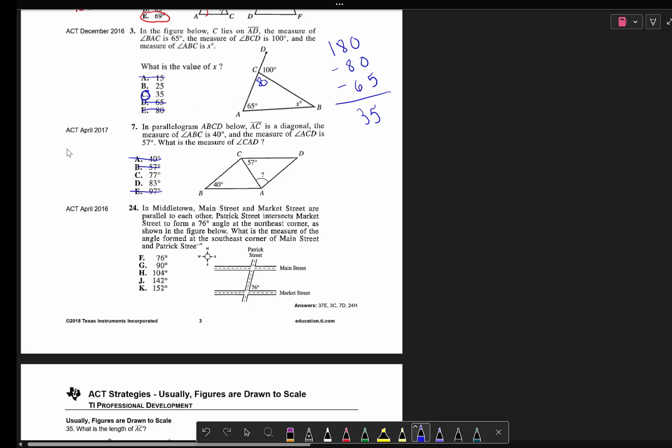we've got two congruent triangles here. So if angle B is 40 degrees, so is angle D. So that means the missing angle is the third angle of a triangle. So we're going to solve this just like we did the last one. 180 minus 57 minus 40, and that gives us 83.